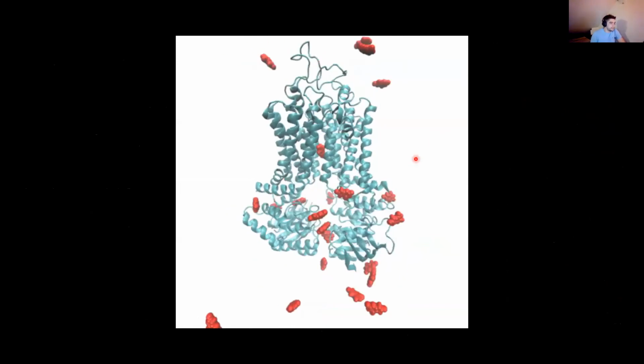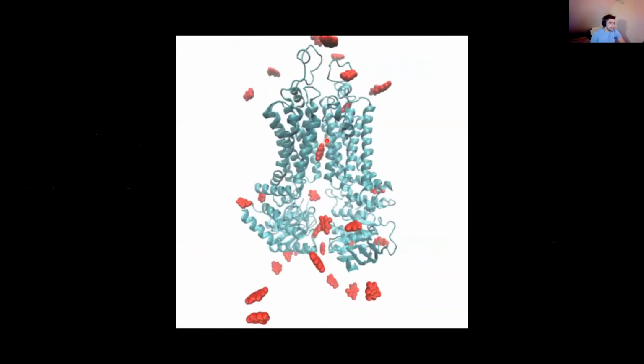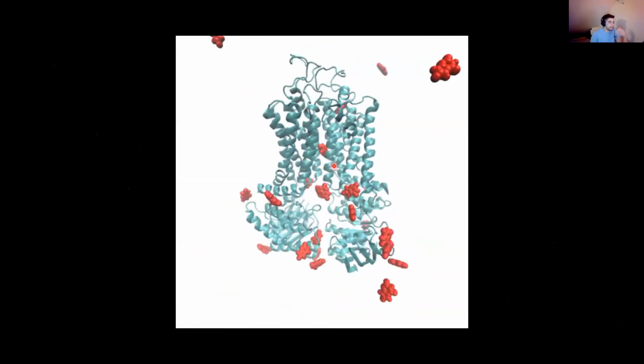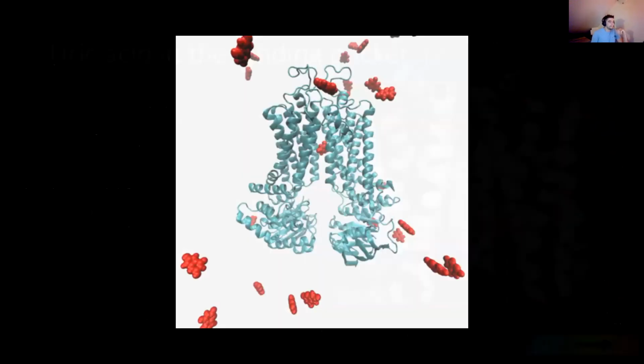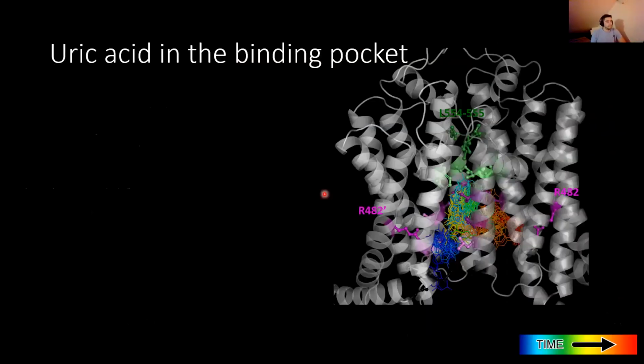After that, we ran simulations with uric acid molecules around to observe the interactions with the protein. And during one of these simulations, the uric acid entered the protein. On the figure, you can see the initial conformation of the protein, but it's important to note that it's not stationary during the simulation. It's moving, but it's only for visibility.